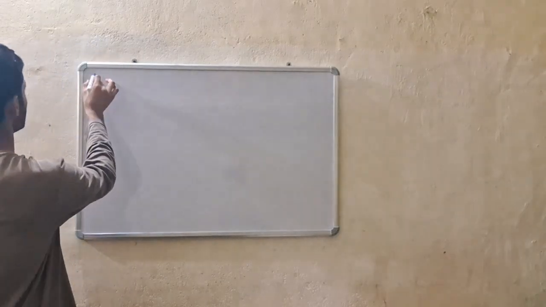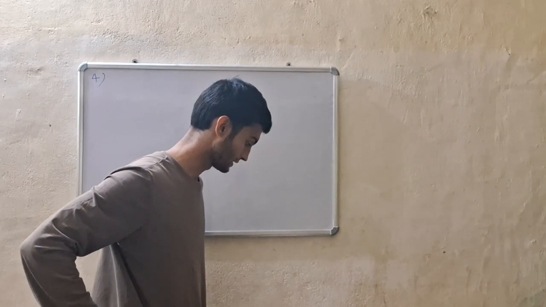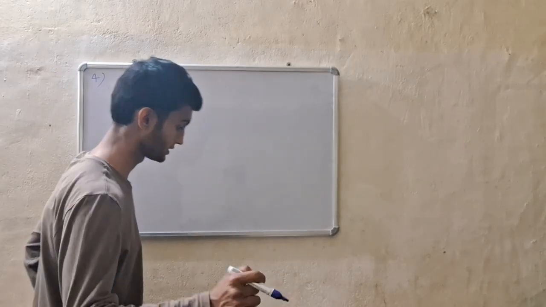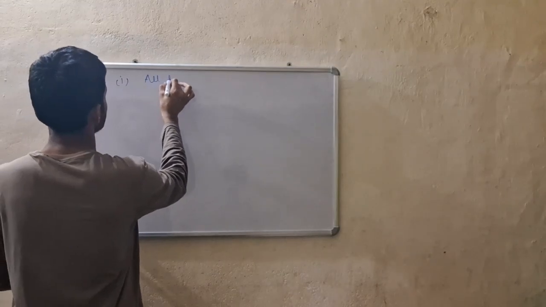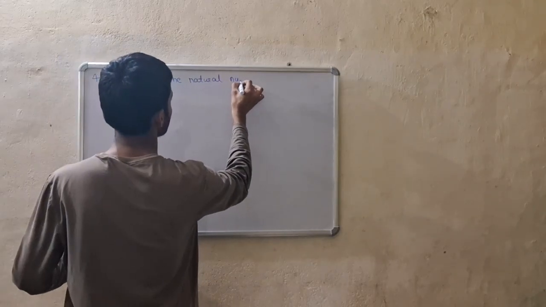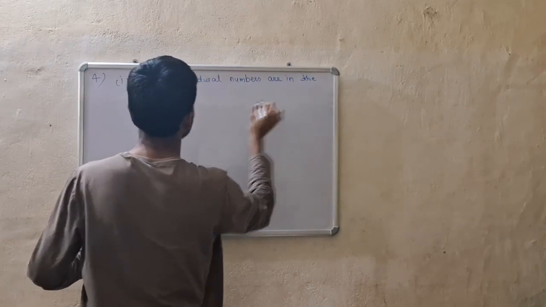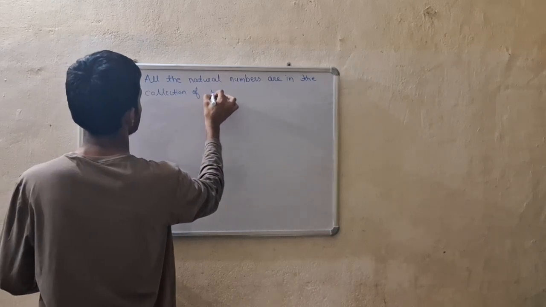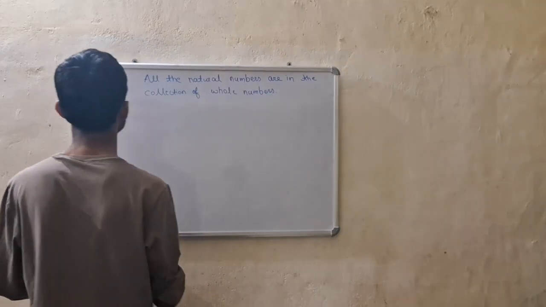Now question 4 is of true or false type, and it has 3 parts. The first part of this question 4 says that every natural number is a whole number. That is true. Because all the natural numbers are in the collection of whole numbers. So this statement is true.